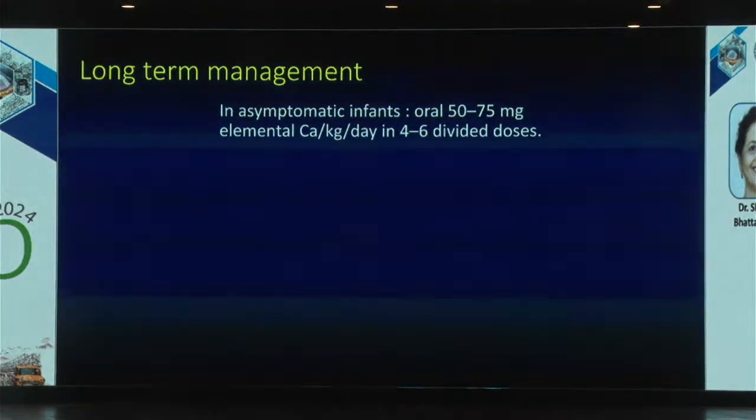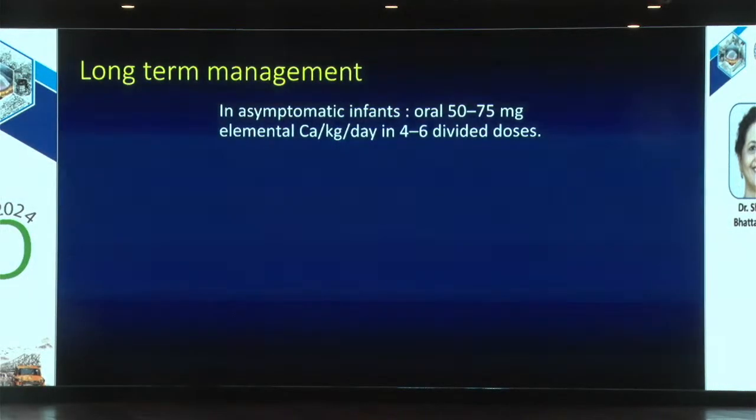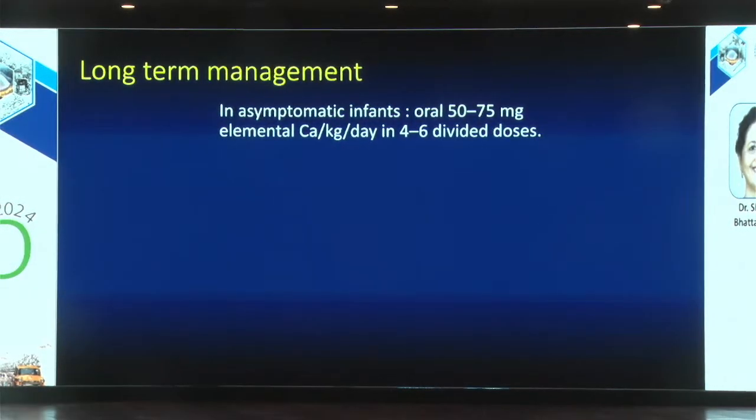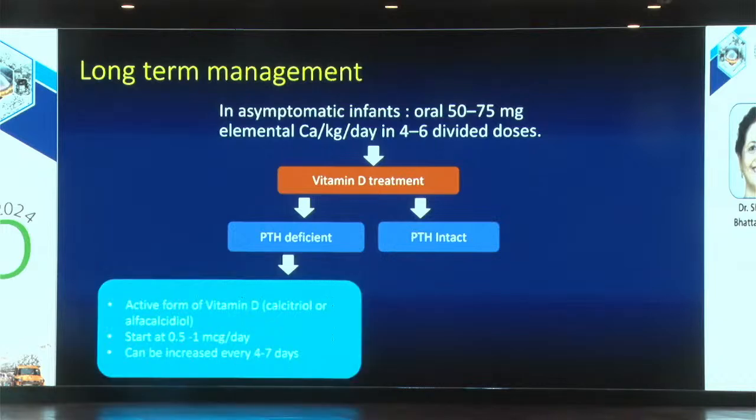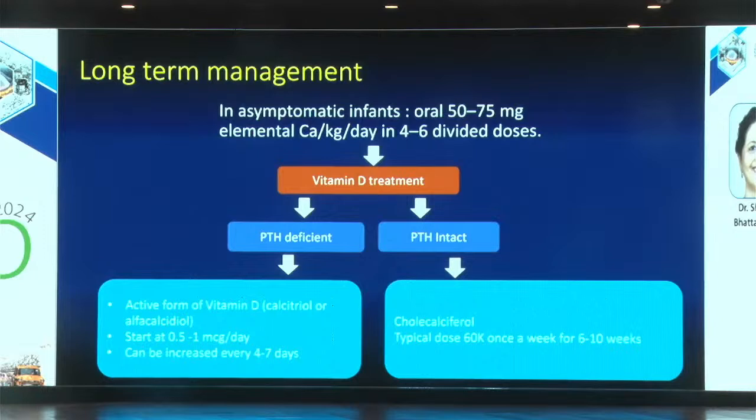For long-term management, once you have stabilized the acute management and the child is all right and the calcium values have become fairly all right, you have to give a maintenance of 50 to 75 mg/kg of elemental calcium. It is very difficult to give in 4 to 6 divided doses, so at least 2 to 3 divided doses. Depending on whether it is intact PTH or deficient PTH, you will have to give vitamin D, active vitamin D, or you can give plain cholecalciferol.